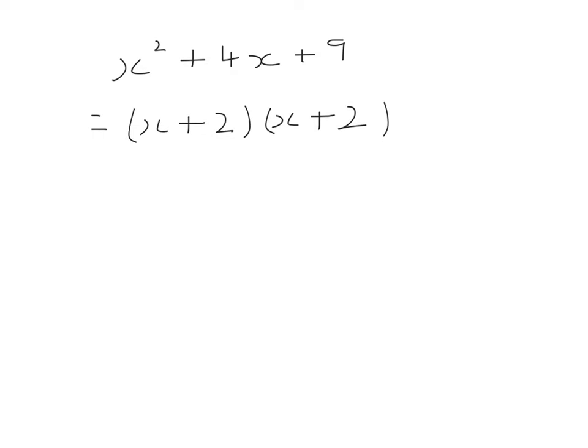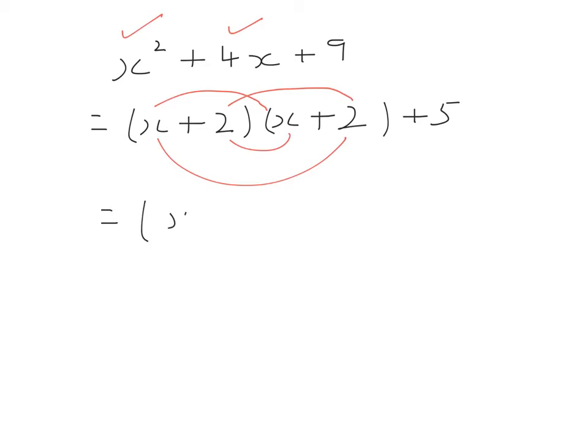So now if we do x times x, that makes x squared. 2x plus 2x makes 4x, but then we've got 2 times 2 to make 4, but here we've got 9. 2 times 2 is 4, but that says 9, so we have to add 5. So now we can write this as x plus 2 squared plus 5.